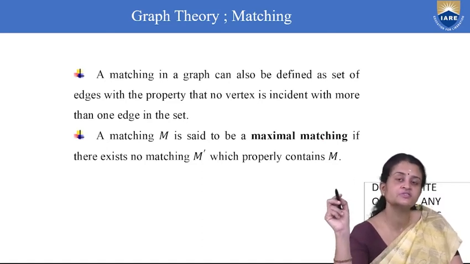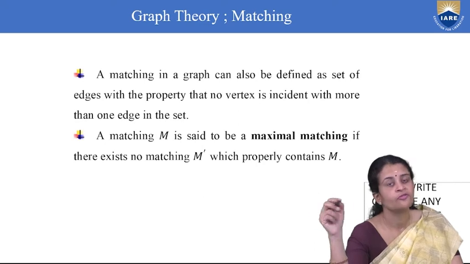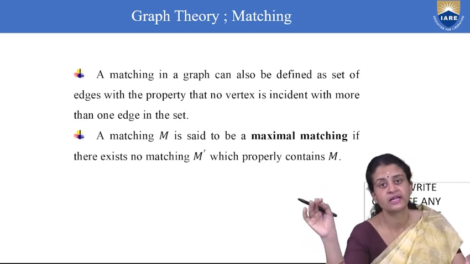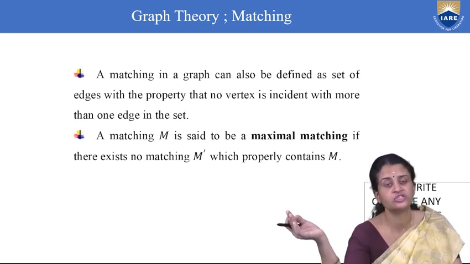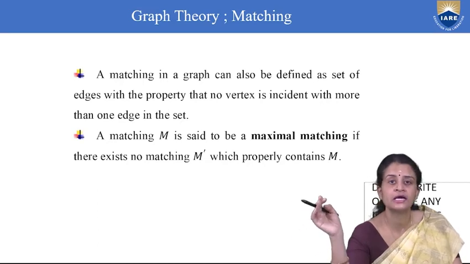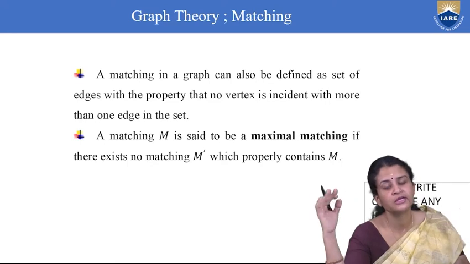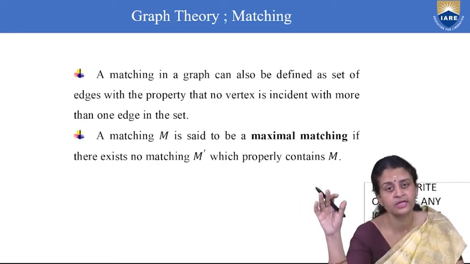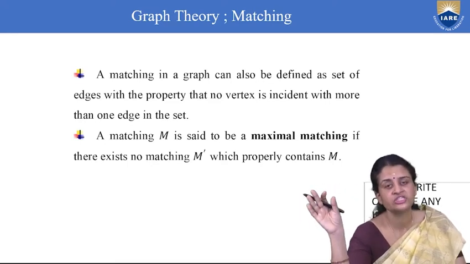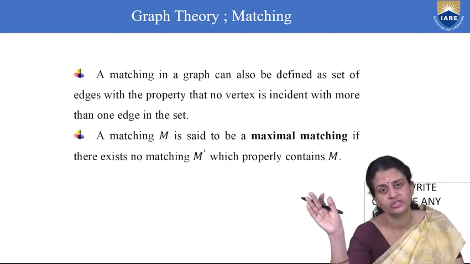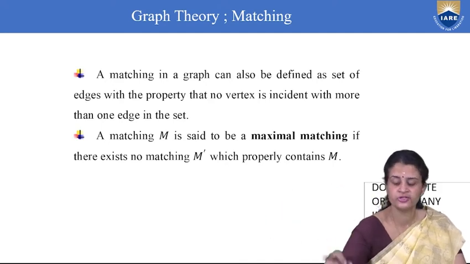A matching set. The next concept is maximal matching. A matching M is said to be a maximal matching if there exists no other matching M dash which properly contains M. That means maximal means it is at the maximal limit; no other matching can contain that matching. We will see the examples later.